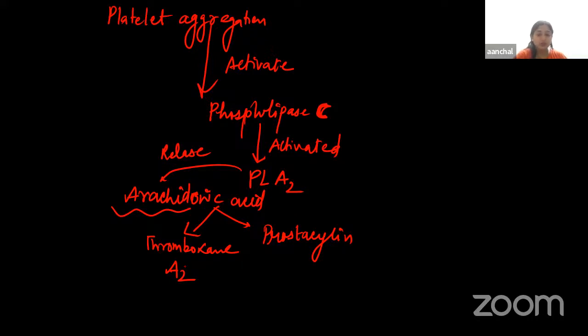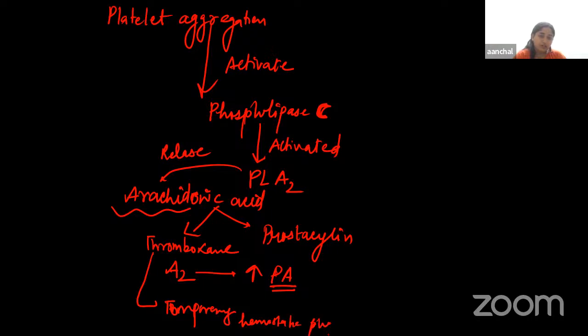Now what is this thromboxane A2 going to do? This will increase platelet aggregation. More and more platelet aggregation will be there, which along with the platelet adhesion is useful for the formation of a temporary hemostatic plug. So with the help of this phenomenon, there will be formation of a temporary hemostatic plug, as thromboxane A2 does more and more platelet aggregation along with platelet adhesion. Okay, now this causes stoppage of bleeding from the injured blood vessel and maintains the integrity of the vascular tree. So whenever this temporary hemostatic plug gets formed, there will be stoppage of bleeding.